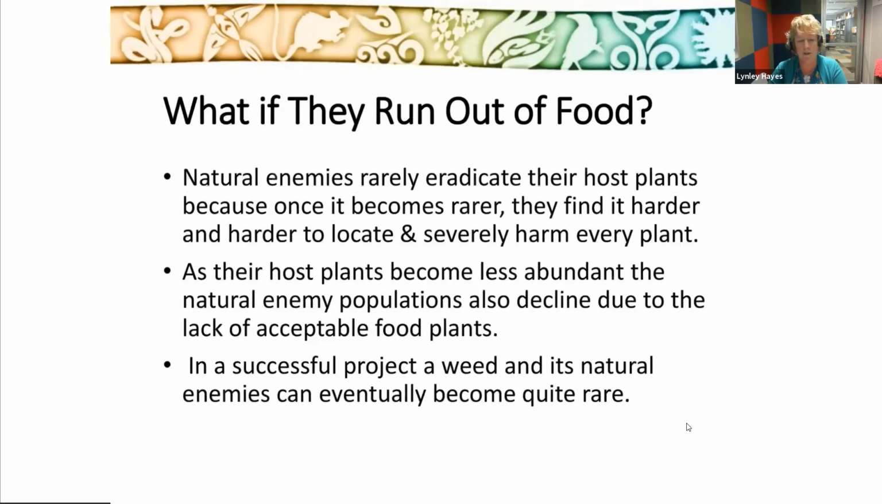For example, the natural enemy doesn't find every single host. And because this is a natural system, the natural enemy doesn't want to kill all of its host and have nothing to live on. So nature doesn't work that way. Instead, if we are successful, the host plant becomes less abundant. So there's less food, there's less habitat for the natural enemy, and that population declines as well. They're not able to jump off and eat other plants. And when we are successful, a weed and its natural enemies can become quite rare.